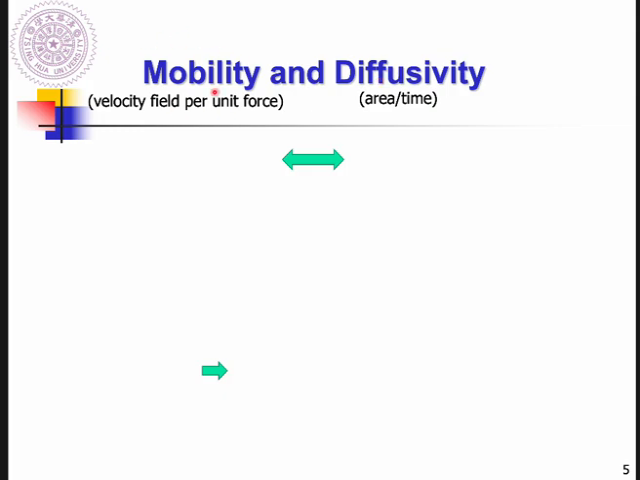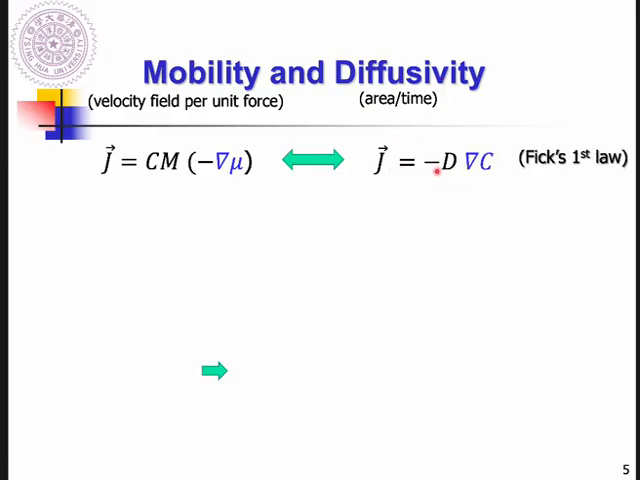The equation you remember related to mobility would be the one I just introduced: flux equals concentration, mobility, and driving force, where the driving force here is the negative chemical potential gradient. And for the diffusivity, you learned from Fick's first law that the atomic flux equals negative diffusivity times the concentration gradient. So we want to know the relationship between the mobility and the diffusivity.